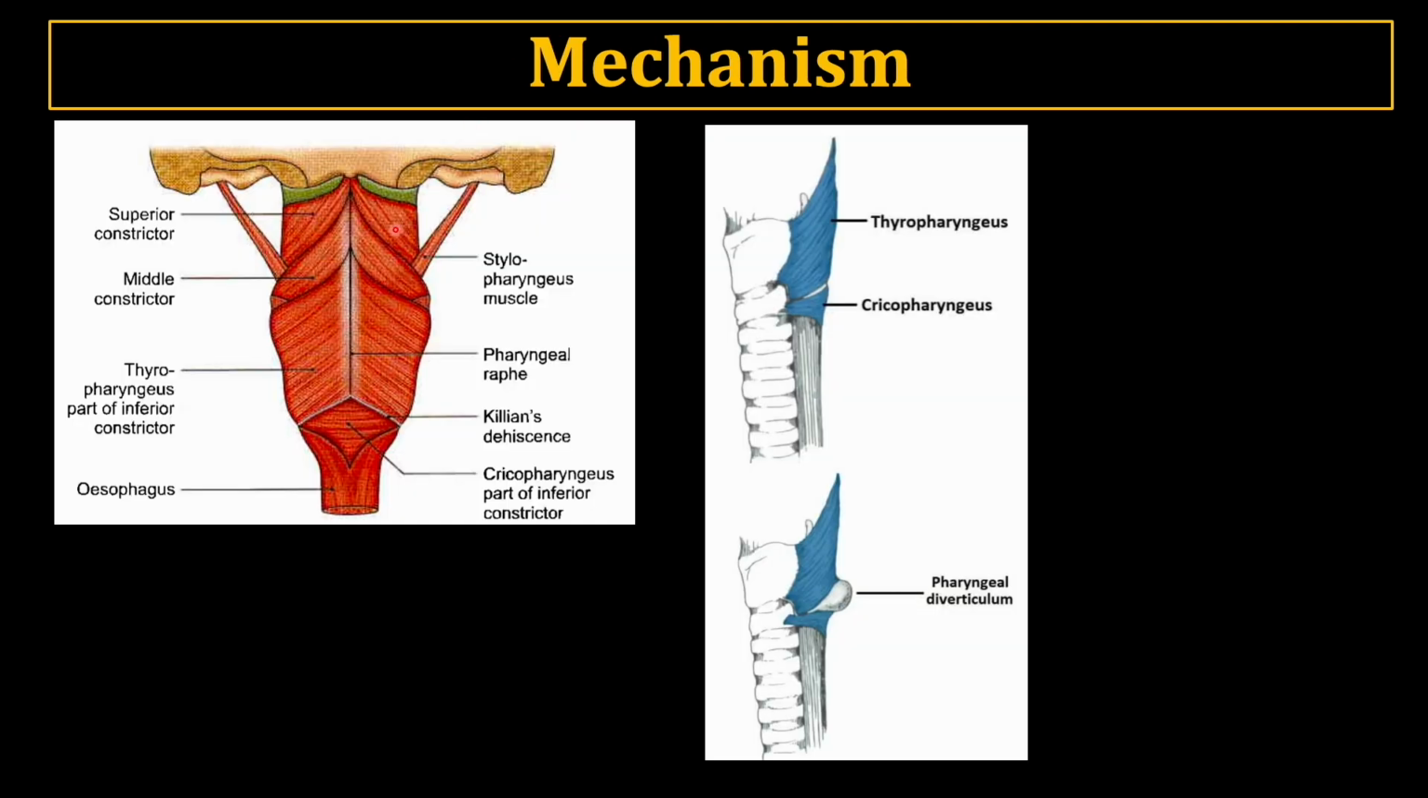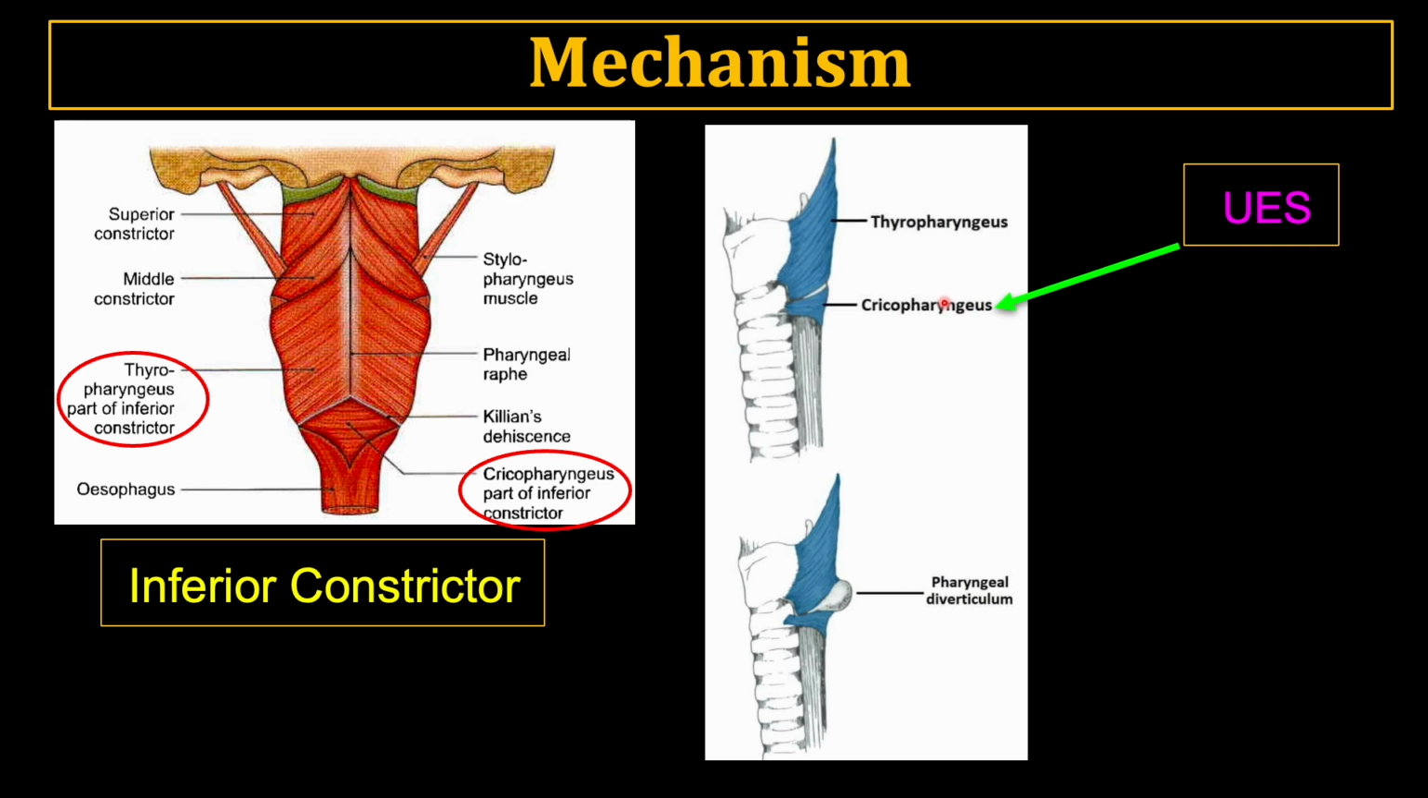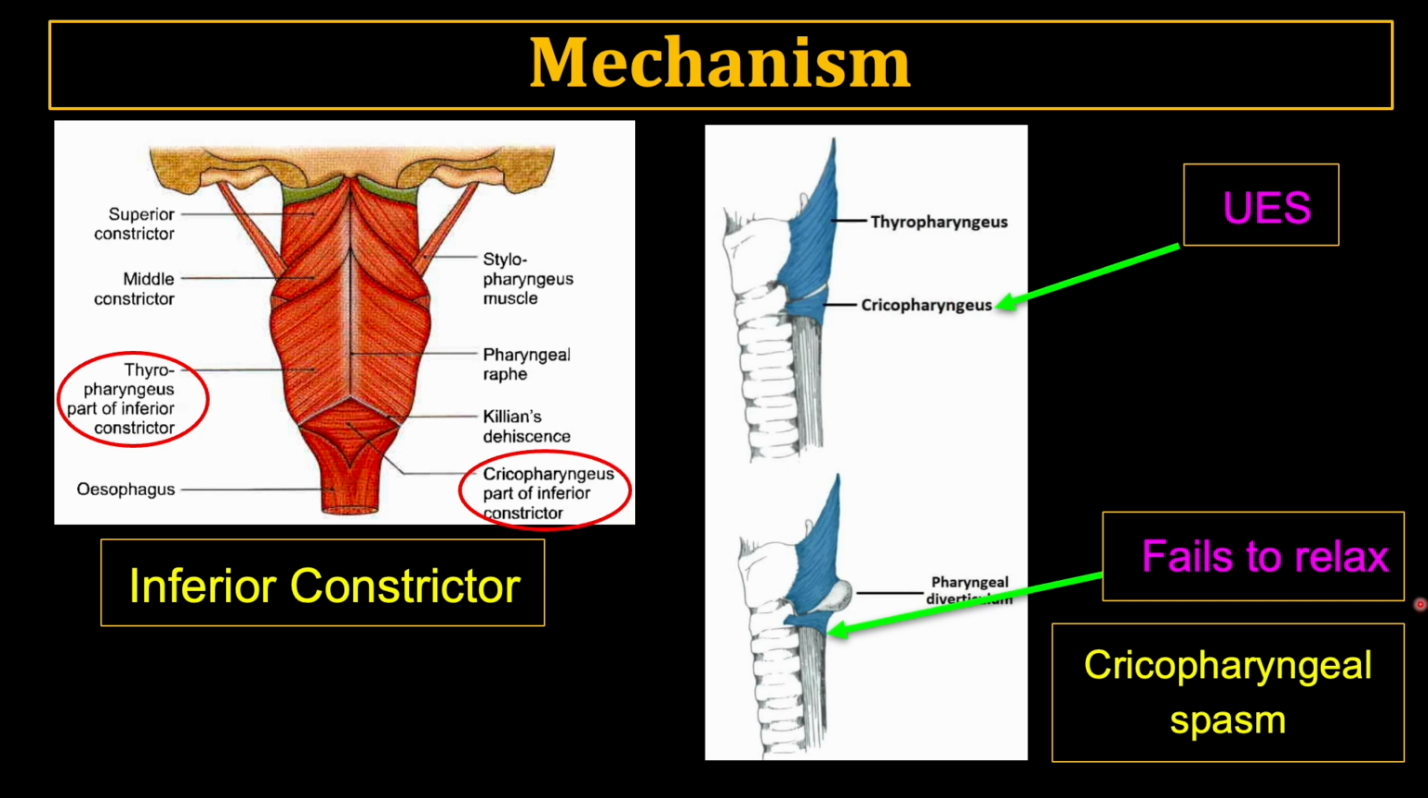Now, what is the mechanism of formation of Zenker's diverticulum? We already know that the inferior constrictor is an important muscle of the pharynx. It has two fibers, the oblique fibers of thyropharyngeus and the horizontal fibers of cricopharyngeus, and the weak area is known as Killian's dehiscence. The cricopharyngeus muscle of the hypopharynx forms the upper esophageal sphincter. Because of some neural incoordination, the cricopharyngeal muscle sometimes fails to relax. That is known as cricopharyngeal spasm. Because of this spasm, the hypopharyngeal pressure increases during swallowing. This increase in pressure leads to a pulsion of mucosa and submucosa through the Killian dehiscence, leading to a diverticulum, that is the pharyngeal diverticulum.